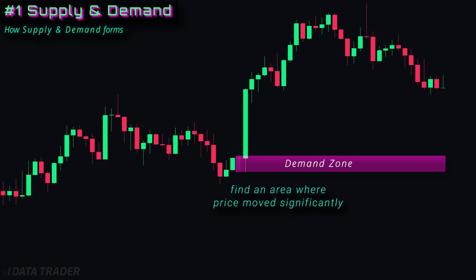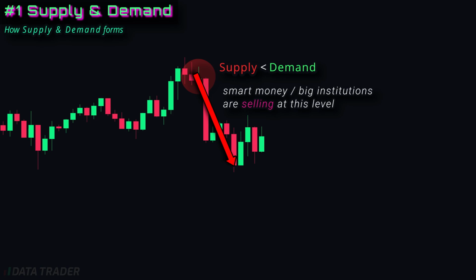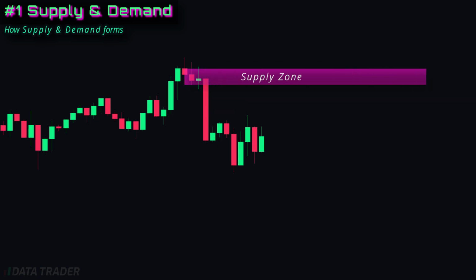We just have to find an area where price moved significantly. Same thing with supply level. So here, we can see that supply clearly exceeds demand, as shown by price heading downwards after hitting this level, which means that smart money or big institutions are selling heavily at this price level. Because of this, we can immediately draw a supply level here.